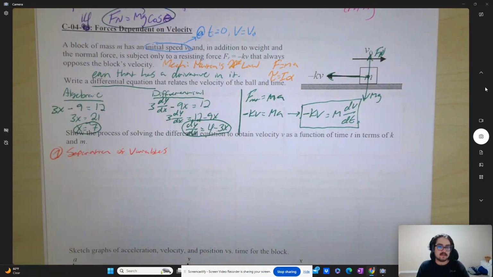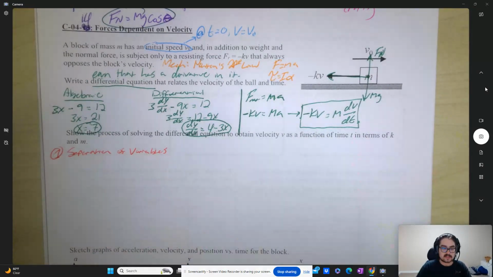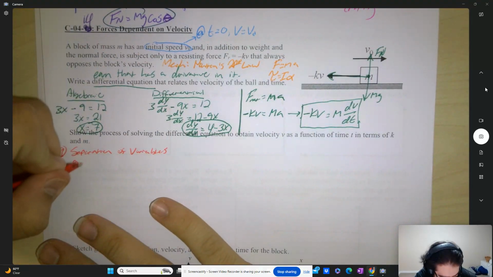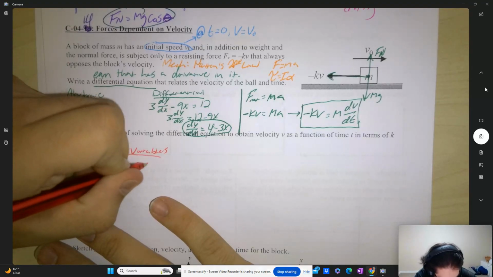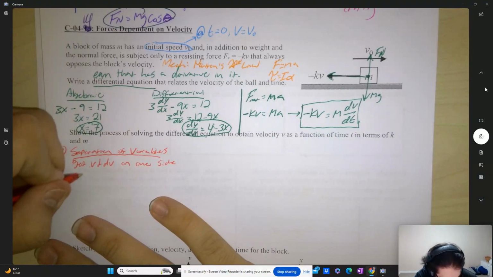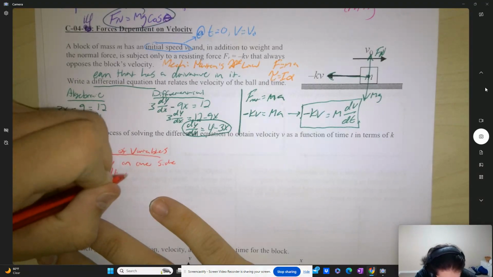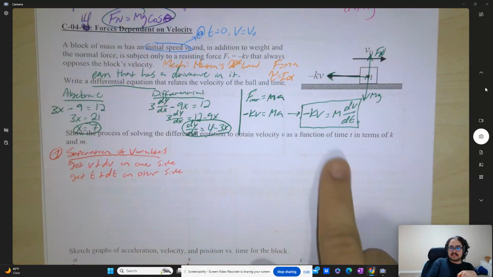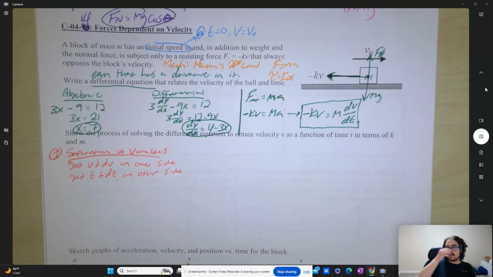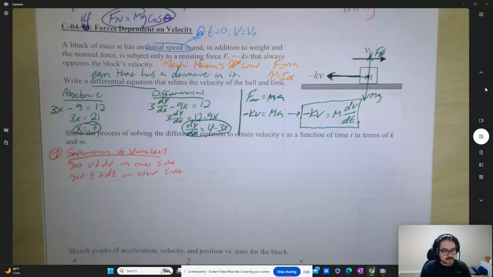To actually solve the differential equation, it's literally exactly how it sounds. Separation of variables means that we need to get v and dv on one side, and then get t and dt on the other side. Now, notice that we don't have any t in this equation. That's perfectly fine, so we don't really care what ends up on that side with the dt. There are things that we can do to make it easier, but we don't necessarily need to worry too much about that.